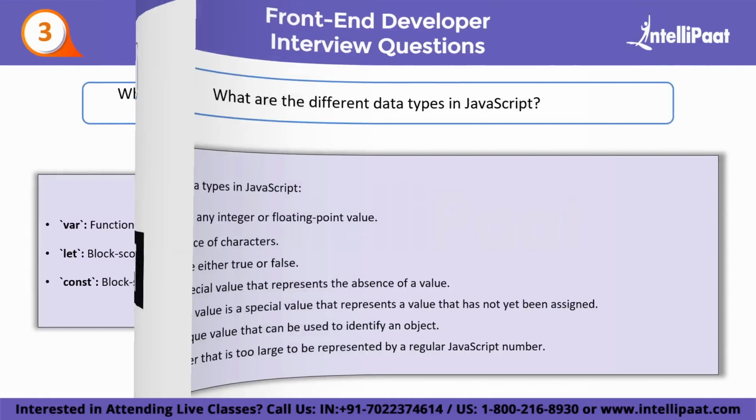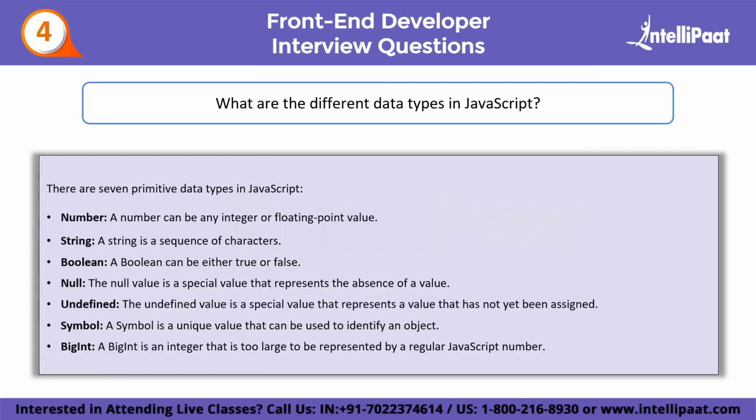Coming to our next question. What are the different data types in JavaScript? The answer to this question is there are 7 primitive data types in JavaScript. These are number, string, boolean, null, undefined, symbol, and big int.